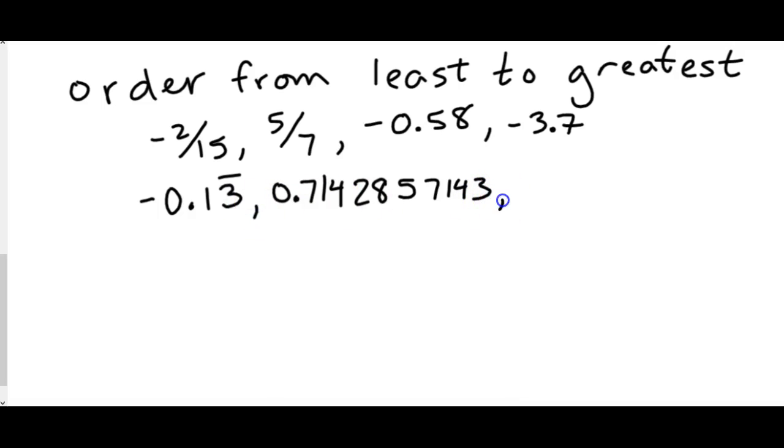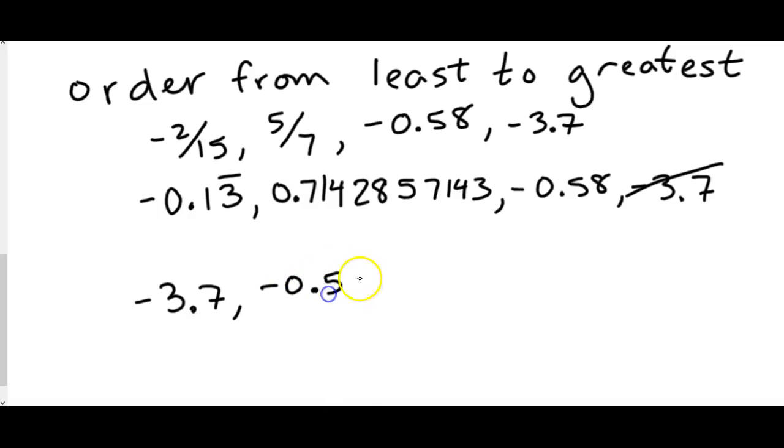So now we compare. We also have the negative 0.58, negative 3.7. So negatives, the biggest negative number is actually the smallest number on the list. So negative 3.7 would go first. That's off our list. We've used it. Now we have two negative numbers left. Between the two, negative 0.58 is bigger, so that comes next.